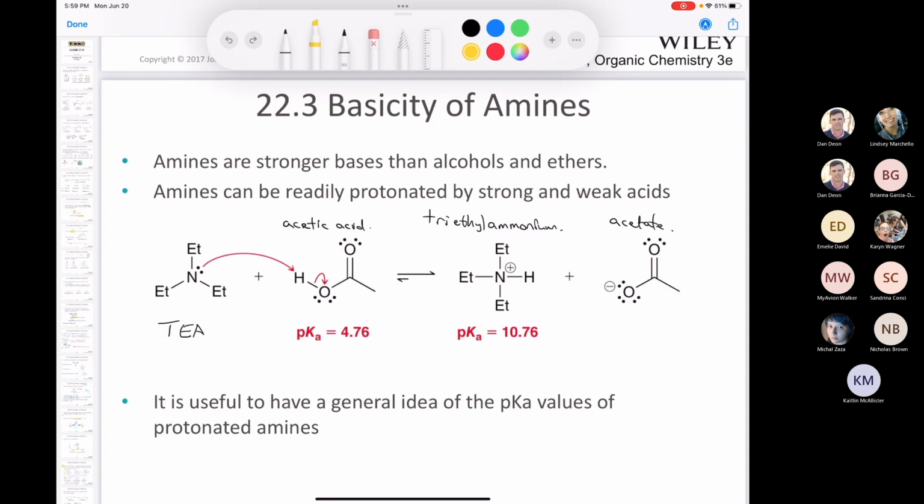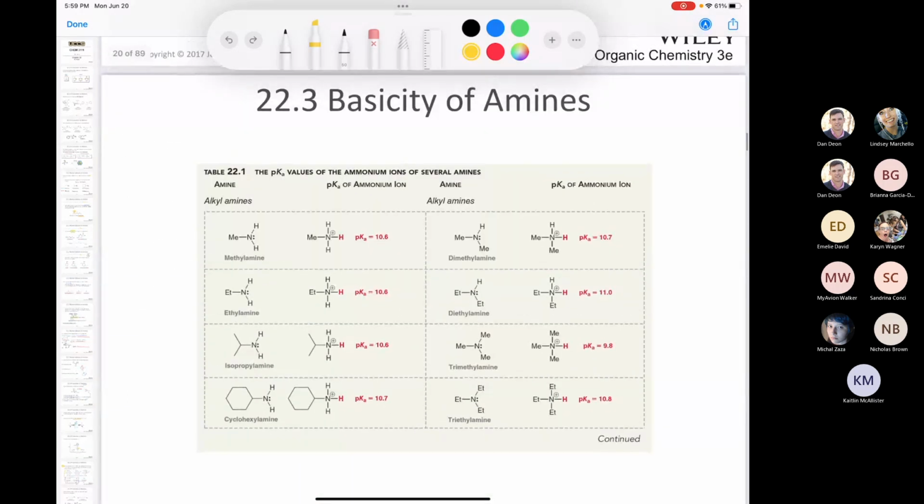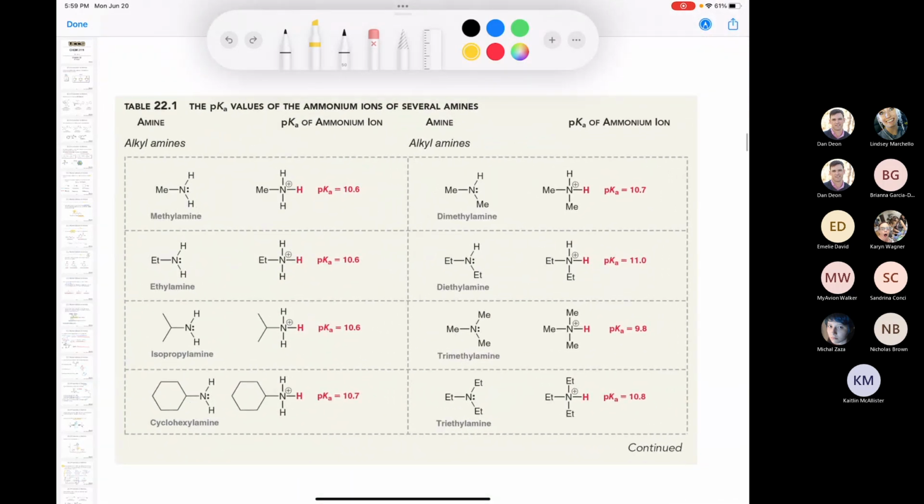It's also a very good idea to have a general idea of the pKa values of protonated amines. Now, our book goes into quite a bit of detail in this table here, but the reason why they put this table in our textbook is because the basicity of an amine can be quantified by looking at the pKa of the corresponding ammonium ion. So we never look at the pKa's of bases, or very rarely. I know we looked at the pKa of ammonia and things like that a little bit here and there.